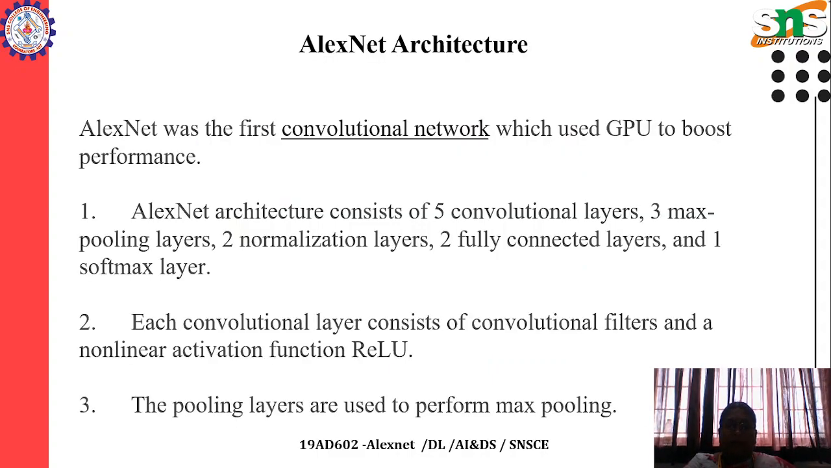So AlexNet architecture, as we already said, is one of the examples that comes under the convolutional neural network. It was the first convolutional neural network architecture to use GPU to boost the performance. AlexNet architecture totally consists of 5 convolutional layers, 3 max pooling layers, 2 normalization layers, 2 fully connected layers and 1 softmax layer.